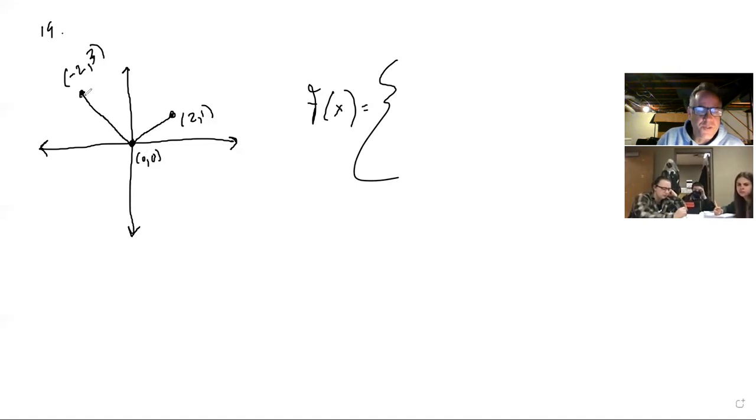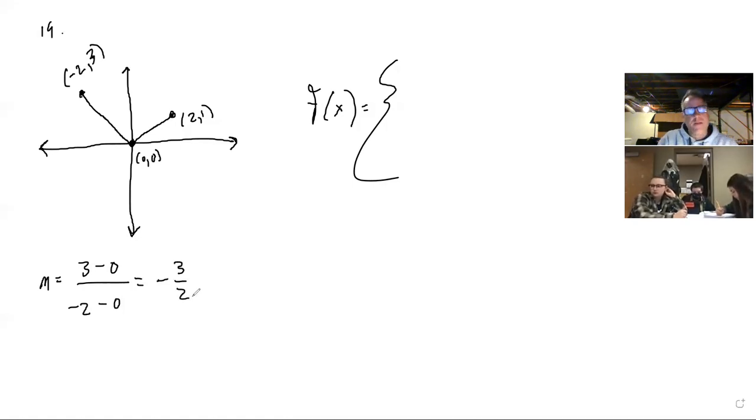So I'm going to figure out the slope of this line. I know it's going to be negatively sloped. Slope of this line, change in y, not -2, excuse me, that's the x value. Top, 3 minus 0. Bottom, I would go in the same order, -2 minus 0. So I get -3/2. Now, if you know the line goes through 0, 0, which it does, your equation of a line is going to be y equals mx because your y-intercept is 0.